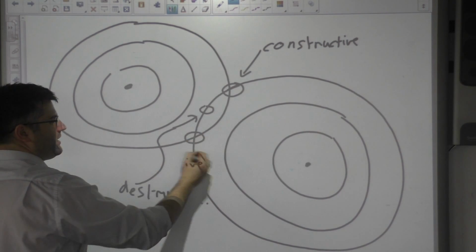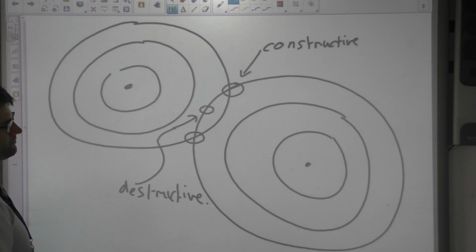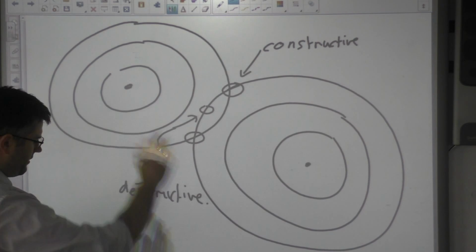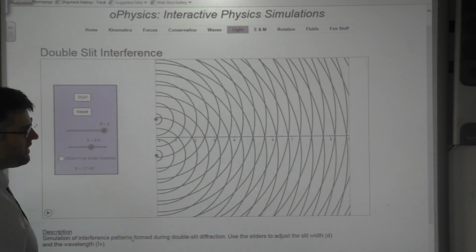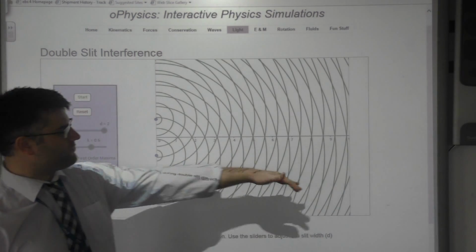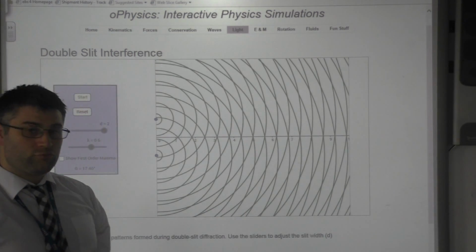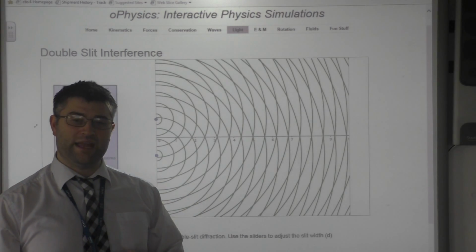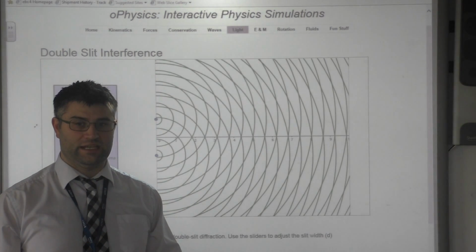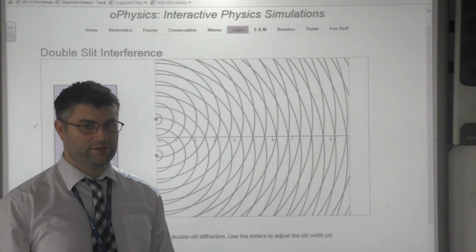And then we've got a second constructive point there. So, a very simplistic observation of that. And as we can see, that happens throughout the wave. And when it strikes this wall here, when it's light, we get something completely different seen.